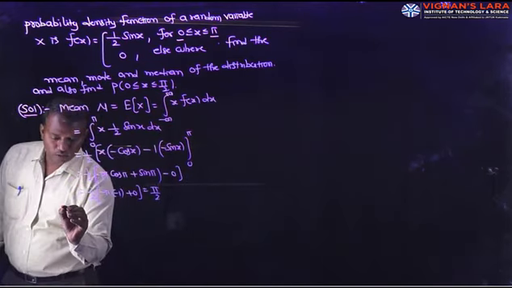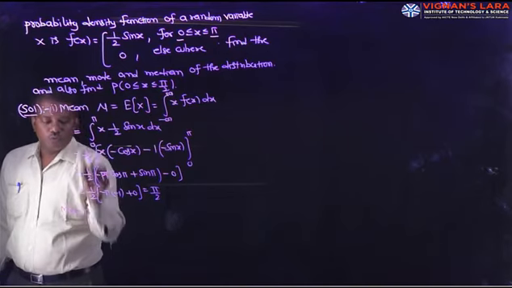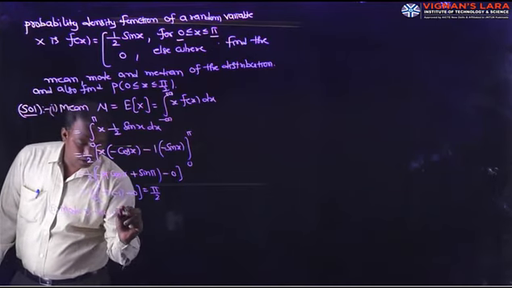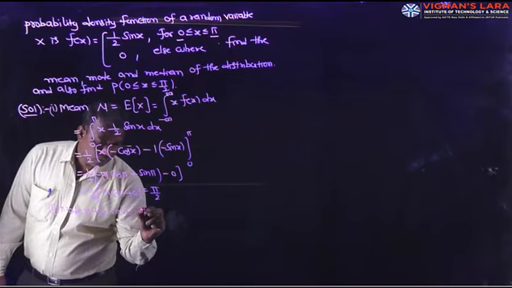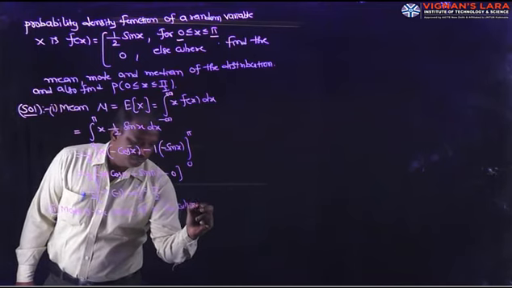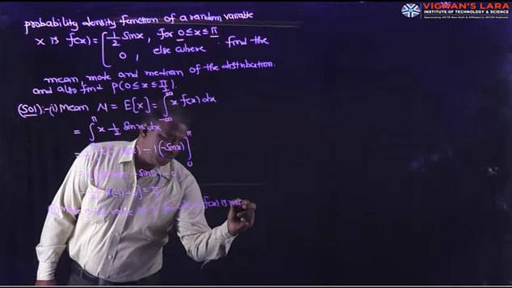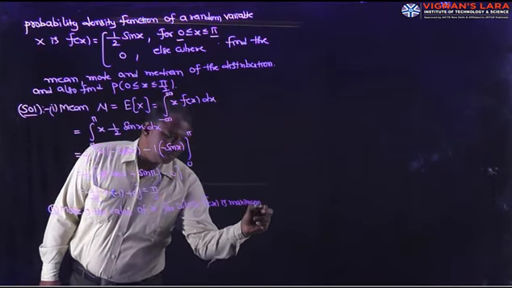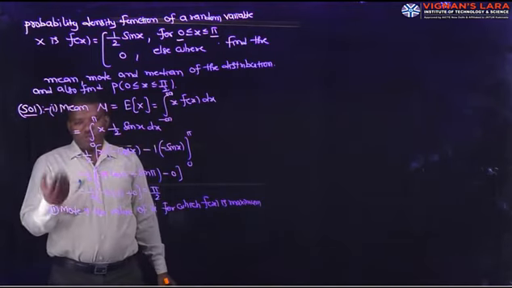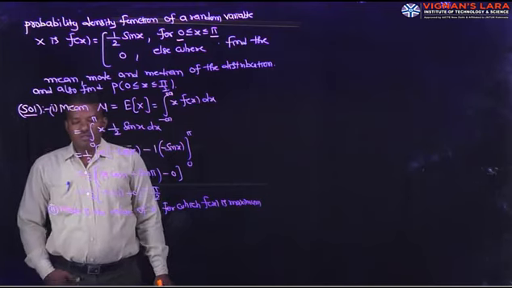Then the second one is mode. Mode is the value of x for which f of x is maximum. F of x maximum means calculate the first derivative and equate it to 0, we get some point, and substitute the same point in f double dash of x, we get a negative value.